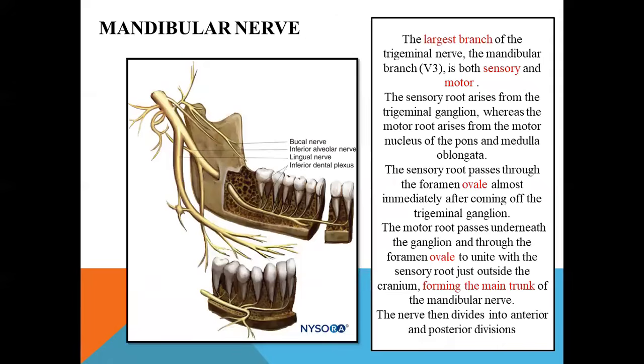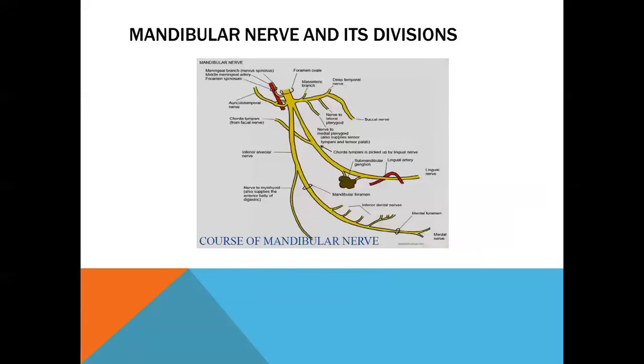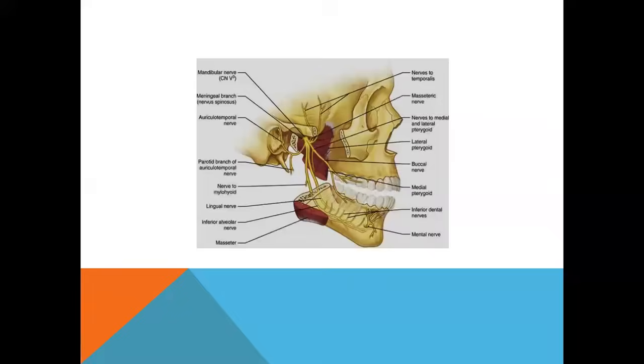Coming to the main hero of the topic, the mandibular nerve. As everyone knows, it's a branch of the trigeminal nerve. It's the largest branch of the trigeminal nerve, and this nerve comes out through the foramen ovale. This is the main point in the anatomy of the mandibular nerve. This picture shows the course of the mandibular nerve. I hope you have read this in anatomy itself, so I'm not going into detail about the anatomy of the mandibular nerve and its branches.